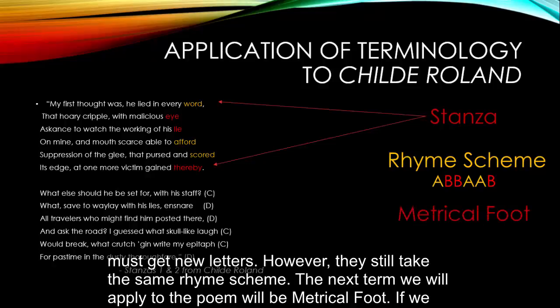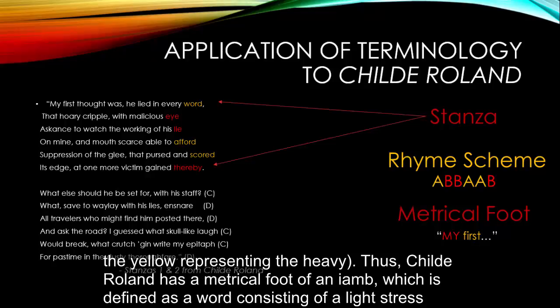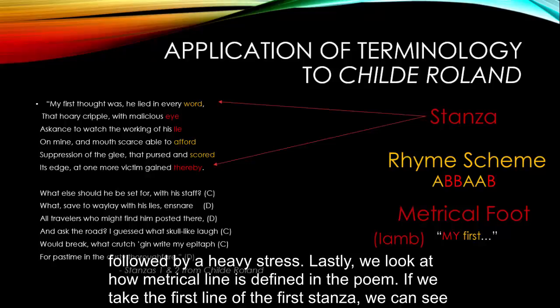The next term we will apply to the poem will be metrical foot. If we take a look at the first 2 words of the first stanza, we can see the light stress preceding the heavy stress, the red representing the light, the yellow representing the heavy. Thus, Childe Roland has a metrical foot of an iamb, which is defined as a word consisting of a light stress followed by a heavy stress.